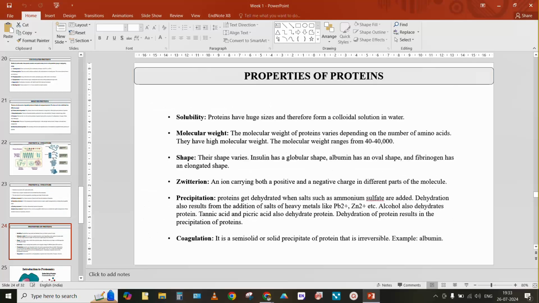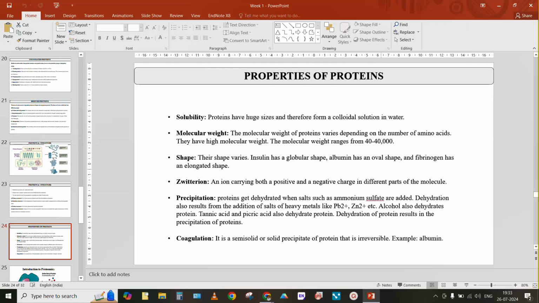So I've covered all the things. Now the properties of protein. It covers solubility, molecular weight, shape, Zwitter ion, already discussed in the previous slides, then precipitation and coagulation.